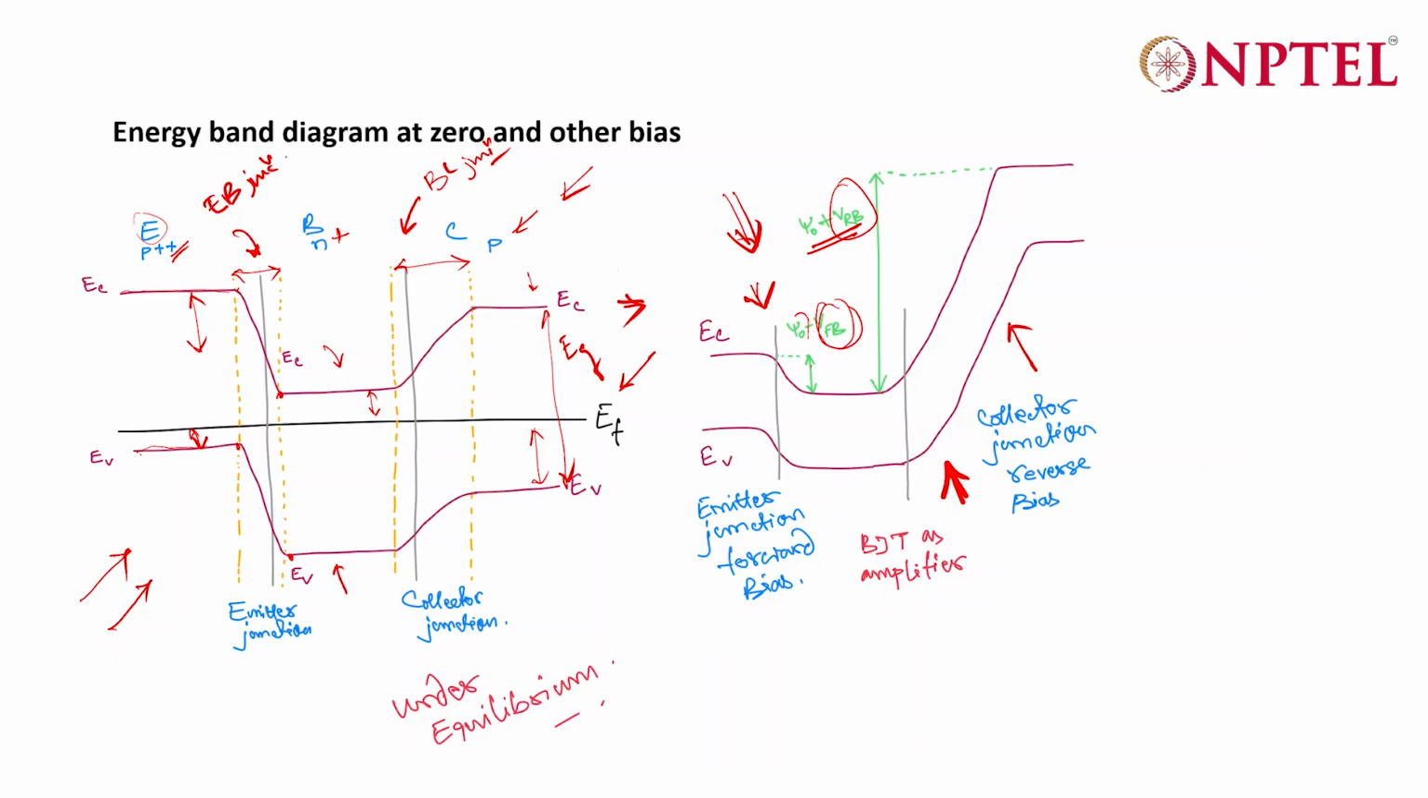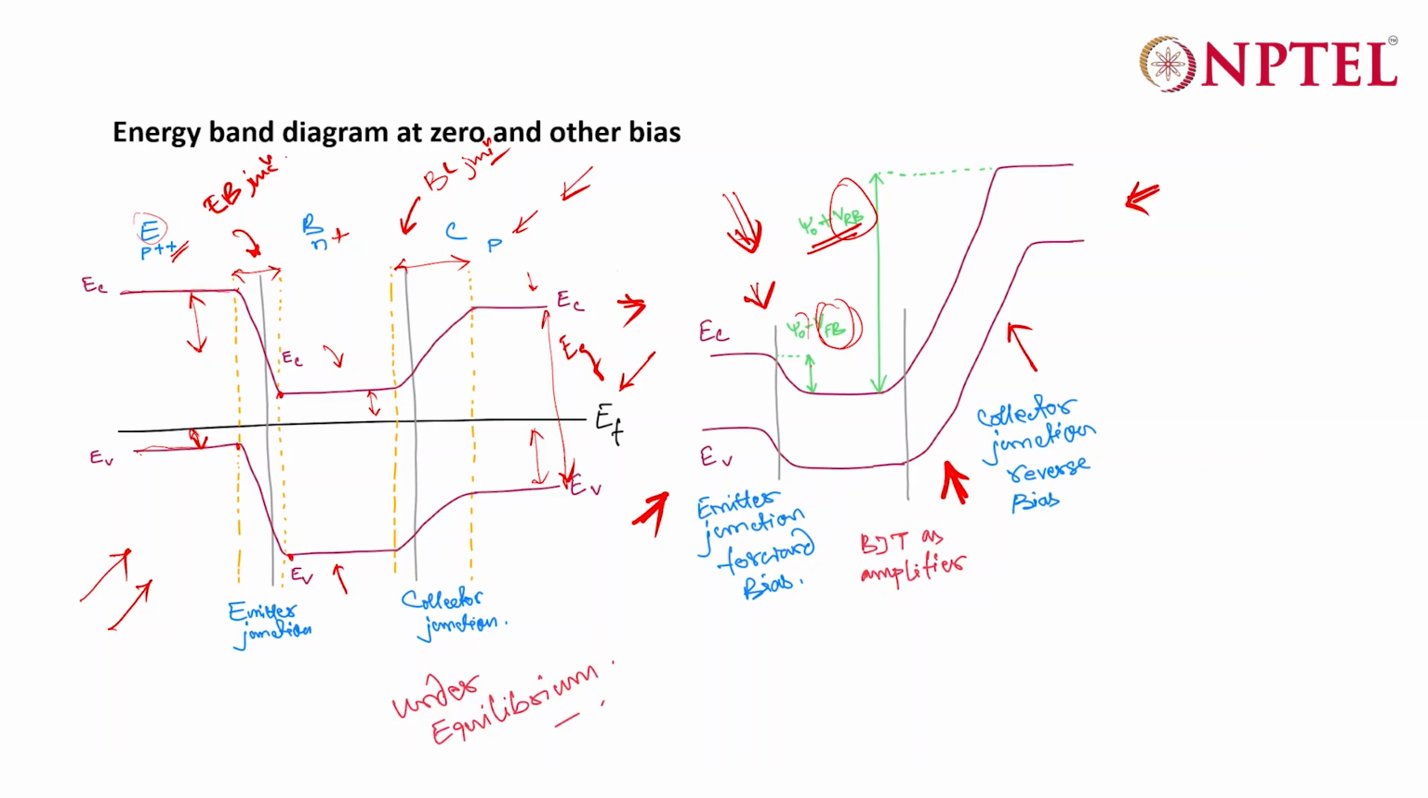So this is the condition where BJT acts as an amplifier. That means emitter junction is forward biased, collector junction is reverse biased. Okay. So if you put the entire BJT in amplifier operation, the band diagram will look like this.